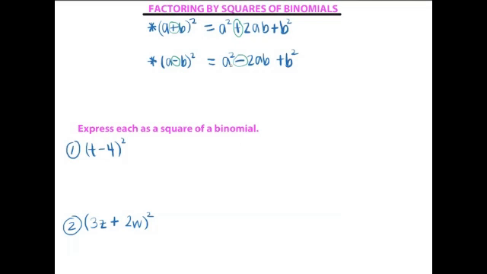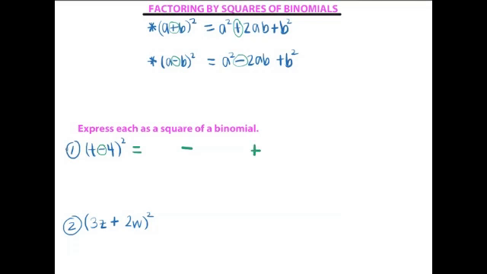Let's go ahead and get started with this. Like I said, we're going to start first by working from the left side of the equal sign to the right. The directions are to express each as a square of a binomial. Because this sign is minus, my first sign is going to be minus, and then of course, like I told you, the last sign is always plus.